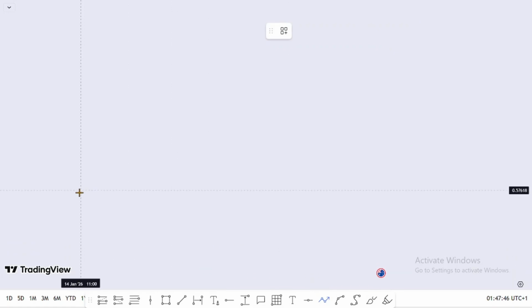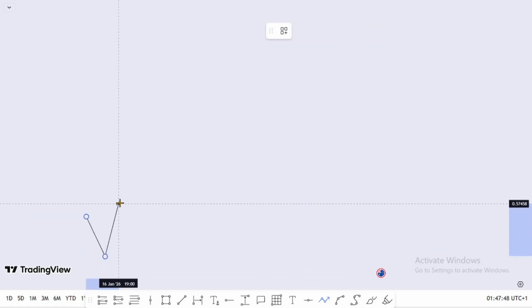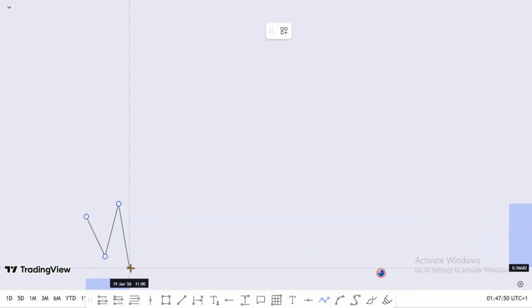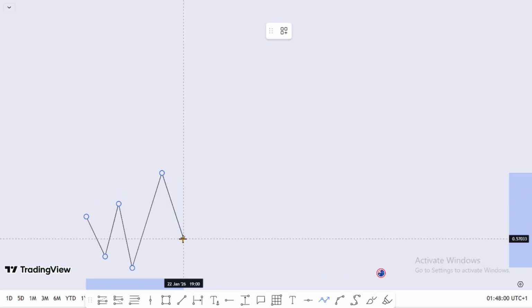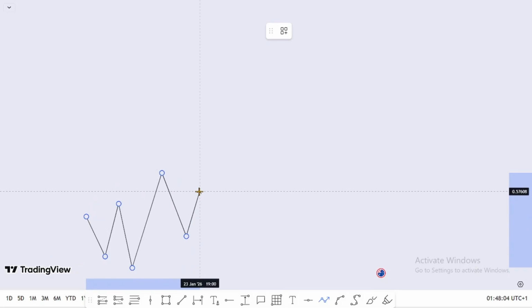The first thing I want to see is a liquidity sweep, a sweep of liquidity. Then the next thing I want to see is a break of structure. Then I want to see some form of internal liquidity. This is internal range liquidity, and it can form in two ways.